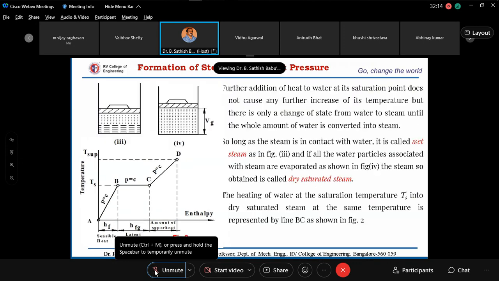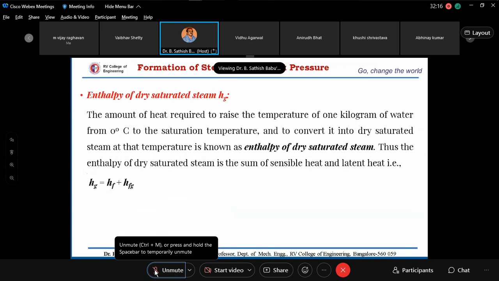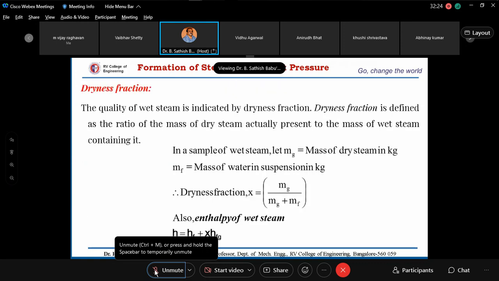Let me just go back to your enthalpy equations. The enthalpy of dry saturated steam will be Hf plus Hfg. If it is wet steam, then Hf plus X into Hfg. Here we have the X term since it is wet steam.